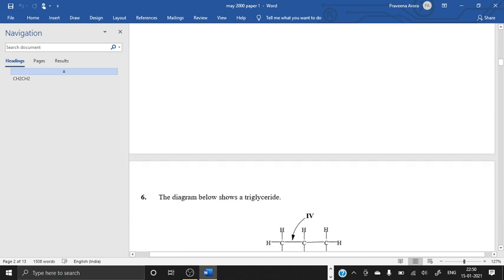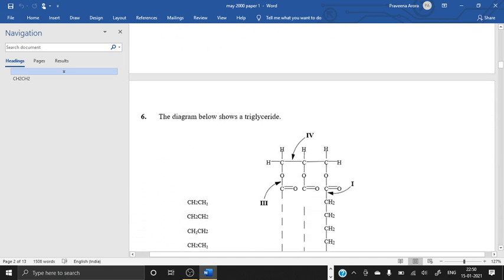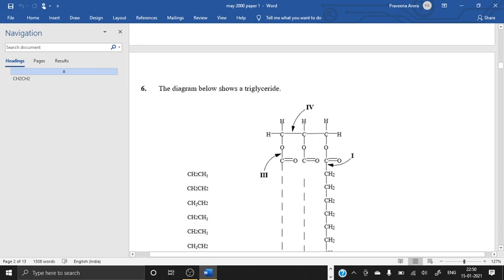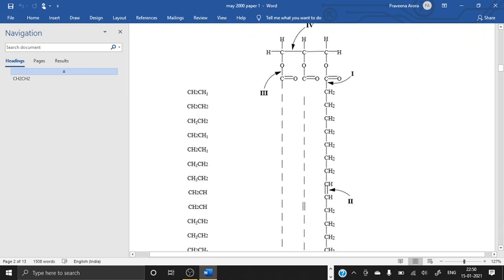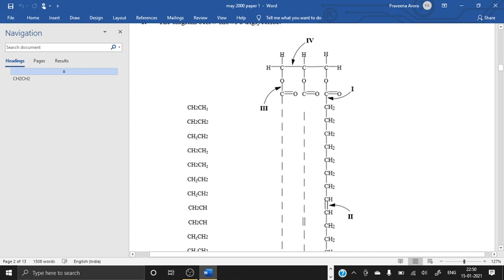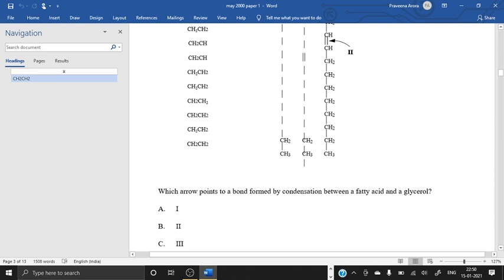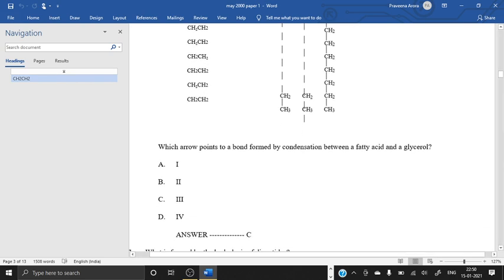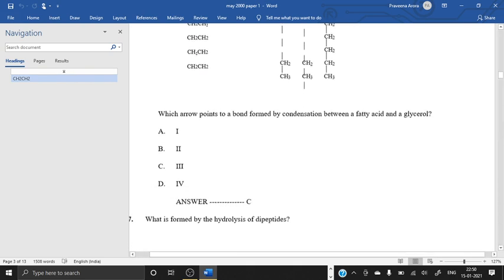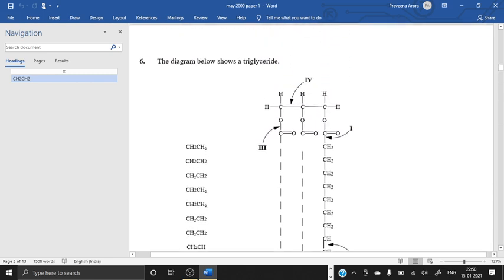Then comes question number 6. The diagram below shows a triglyceride. So over here there is a diagram in which 1, 2, 3 and 4 are given. Which arrow points to a bond formed by condensation between a fatty acid and a glycerol? That is, the answer is C.